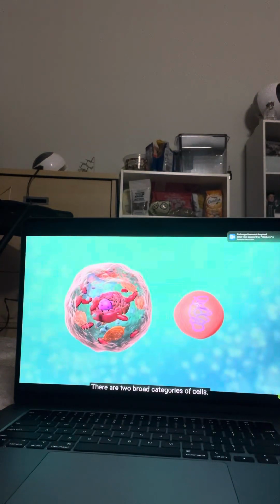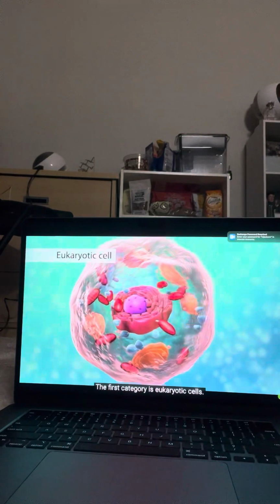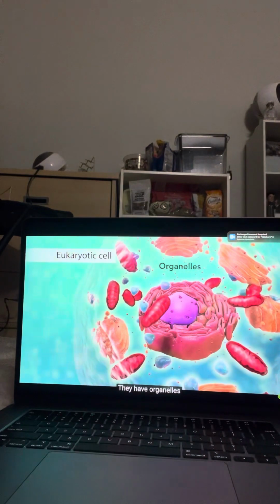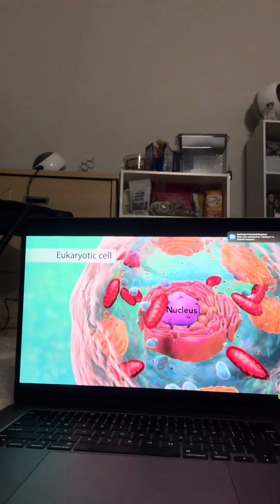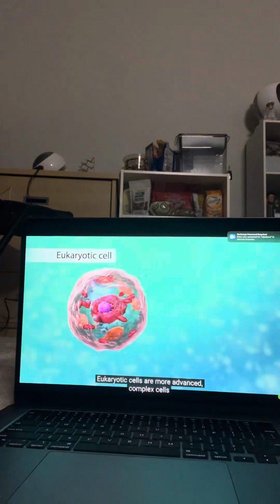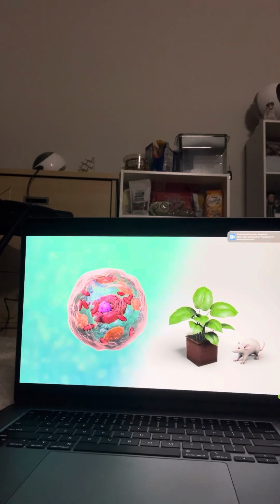There are two different types of cells, prokaryotic and eukaryotic. The first one, eukaryotic, are complex cells with a nucleus. They have other membrane-bound organelles and rod-shaped chromosomes. They are found in protists, fungi, animals, and plants.